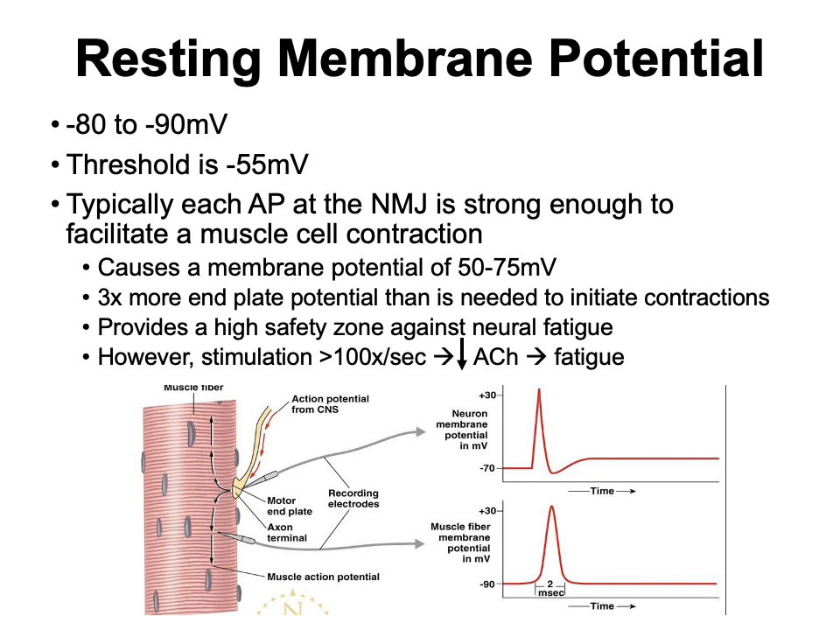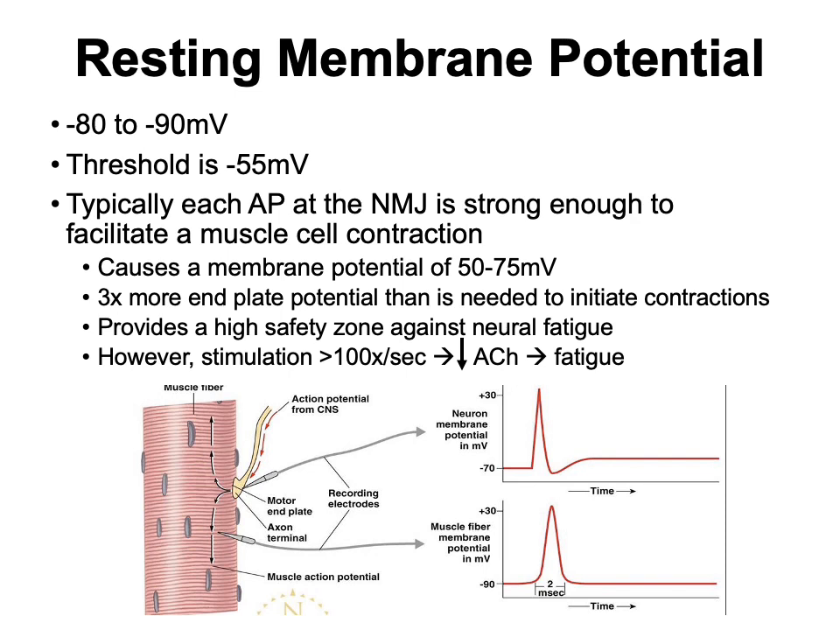Typically, each action potential at a neuromuscular junction is strong enough to facilitate a muscle cell contraction. This action potential typically causes a membrane potential of 50 to 75 millivolts. If you look at the diagram, you'll see that the peak of an action potential in a skeletal muscle is about the same as it was in a neuron, positive 30 millivolts.